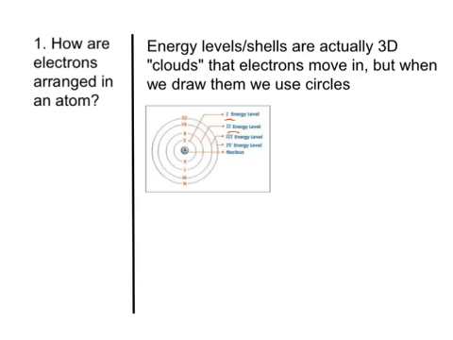Now these energy levels or shells have a certain amount of electrons that they can hold. All right, and so we can actually see that here in the numbers. The first shell is 2. The second shell can hold 8. The third shell can hold 18. And the fourth shell can hold 32. So let's put that down in our notes.